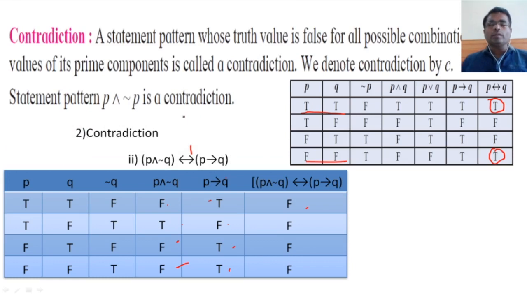Therefore, what is contradiction? Here you will observe that all the truth values are F only, and any such statement whose truth values are all F only is called a contradiction, and it is denoted by C.